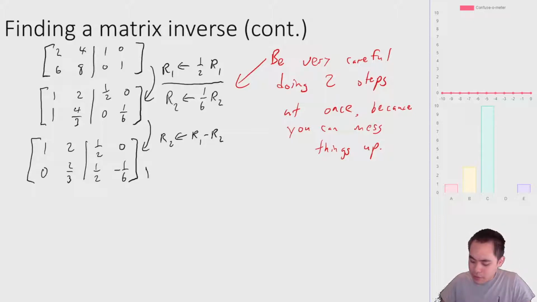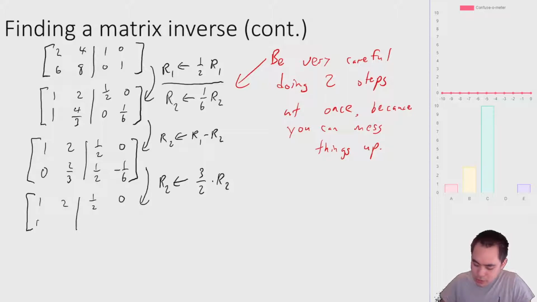Now I'm going to divide the second row again. So R2 is going to be 3/2 times R2. So the first row again doesn't change, 1, 2, 1/2, 0. The second row is now 0, 1, 3/4, and minus 1/4.